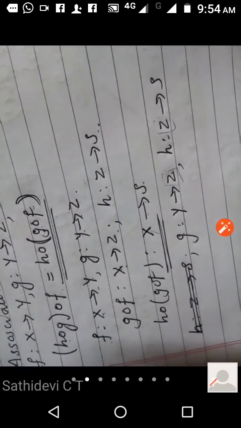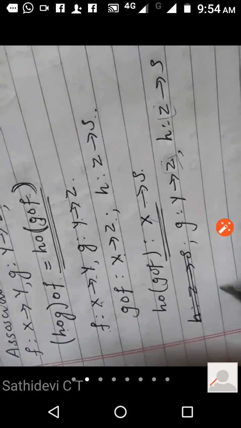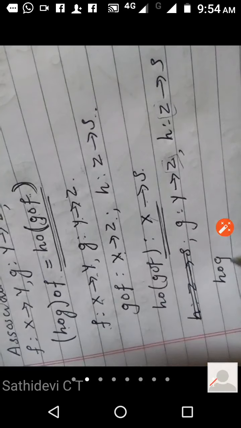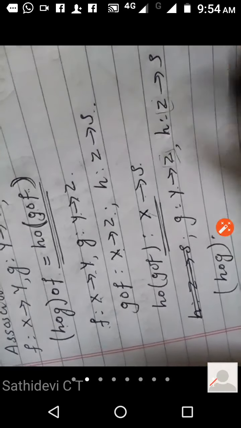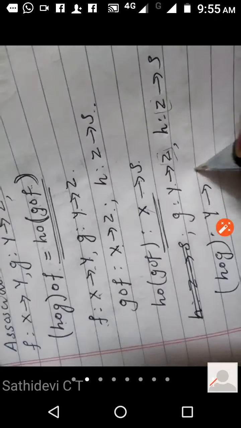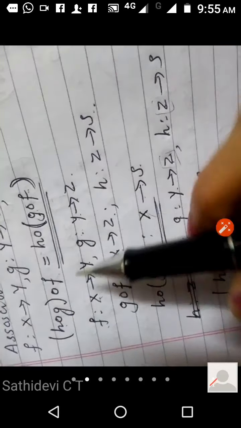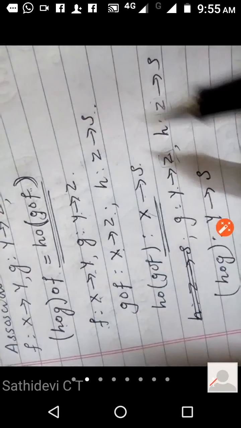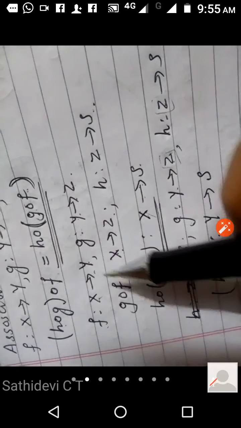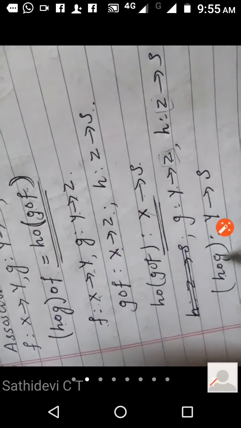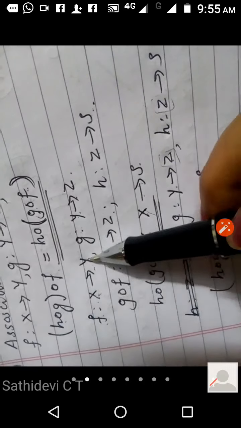So for H composite G, we write the second function first. H composite G is a function from Y to Z, Z is common, so Y to S. Y to S. You may have some difficulty understanding this, so slowly and calmly, try drawing a diagram. Always try it like this. Now Y to S, and F is a function. Now H and G have come, now we have to bring in F. And again you see X to Y. So that you write first.